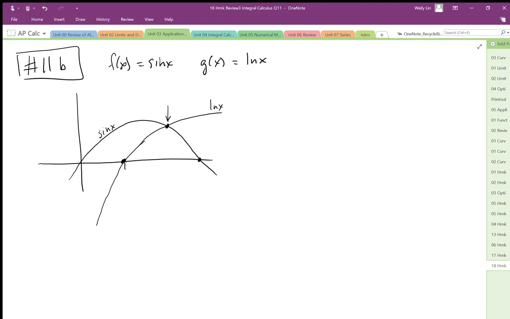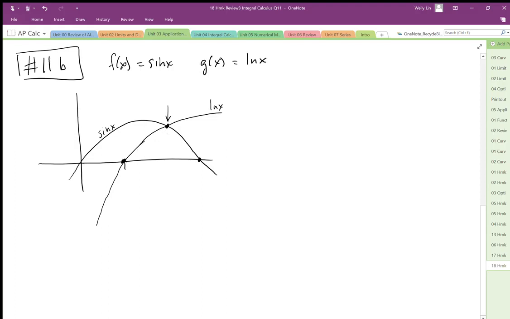This question is from the homework Review 3 for integral calculus, and it's question number 11b in the volume section. It says we have f of x equals sine x, g of x equals log x, and we want to find the area in here, or the volumes that are made from this area.